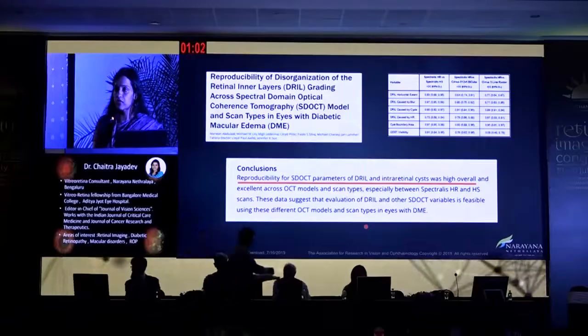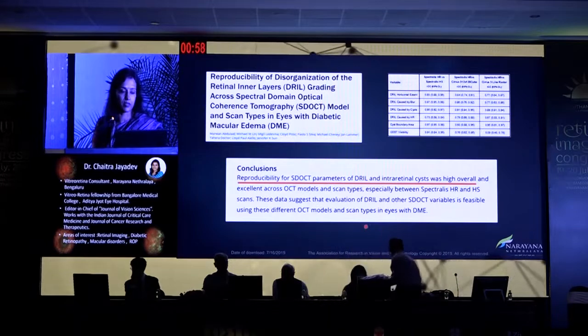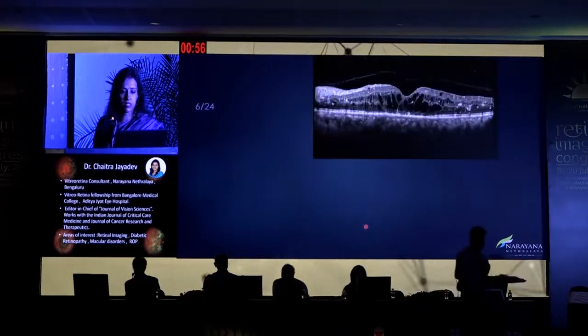So we always wonder whether we can actually measure the DRIL. Yes, it is reproducible and also objective. This is a paper that has shown that the reproducibility is pretty good. And important here is that we actually focus on the area where there is no DRIL and then trace these layers towards the foveal center. It's easier to identify.